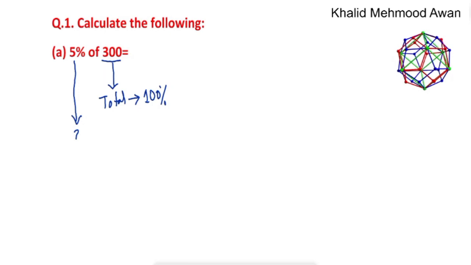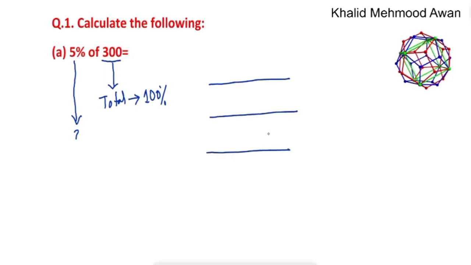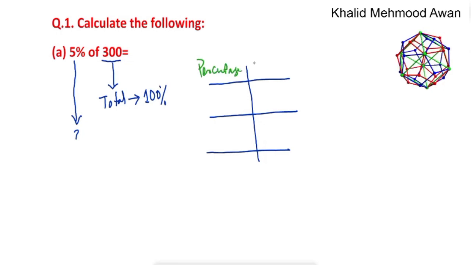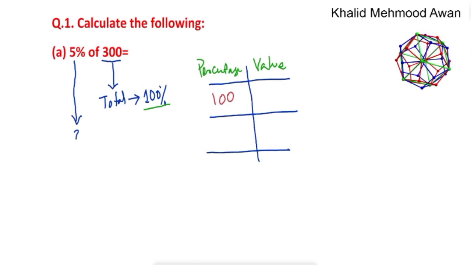So let's make a 2 by 2 table, of 2 rows and 2 columns. And the first column will be named as percentage, and the second column will be named as value. So now what is the first percentage as a total? This is 100%, so we'll be writing it as 100%, and its value is 300, so we'll be writing 300.